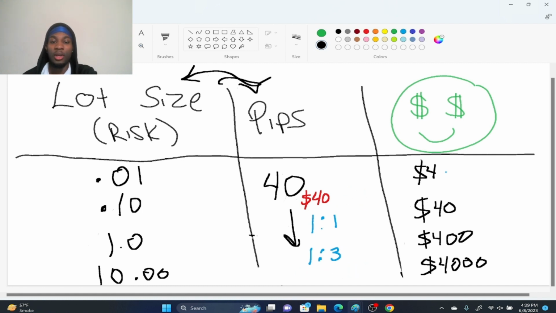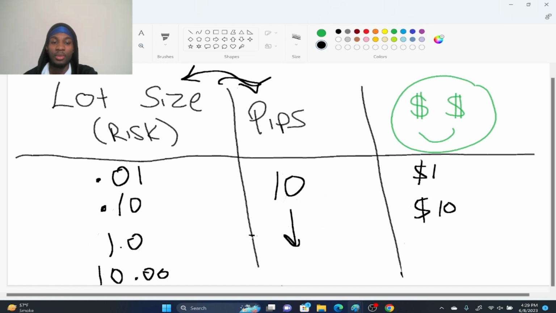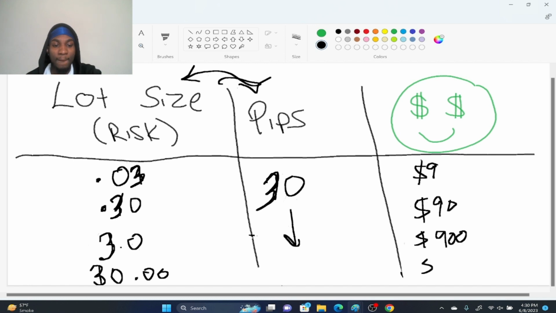So let's say I'm going to change the lot size for you guys real quick. Oh, don't go back farther than that, that's annoying. All right, so look, let's say we change this to a 0.3, 0.30, a 3, and a 30, and then we'll change this to 30. That means we are now risking $9, $90, $900, and $9,000. Big 9,000.